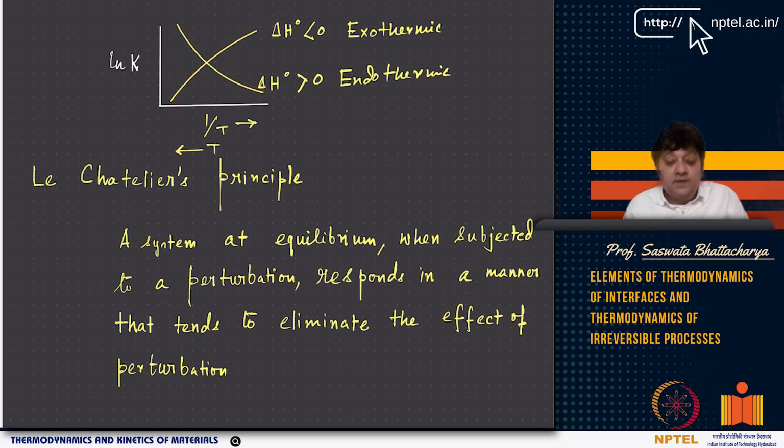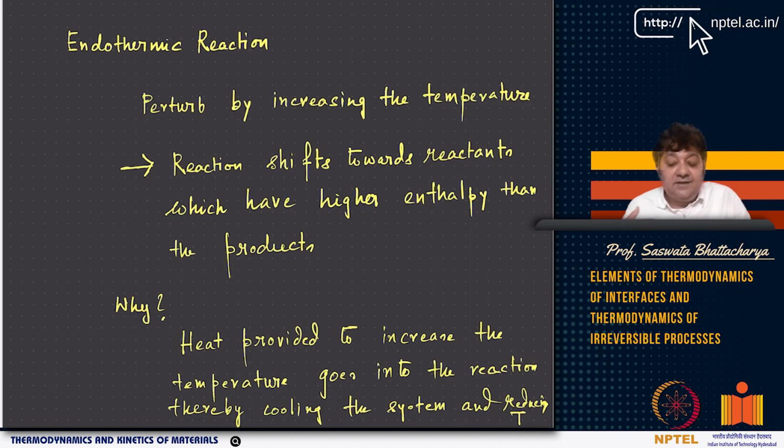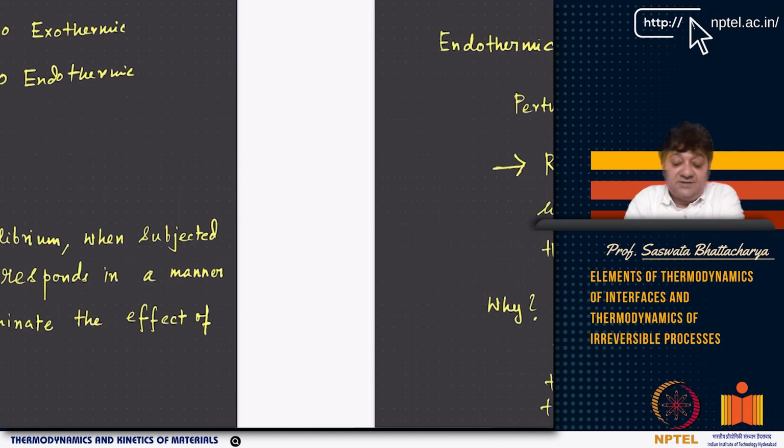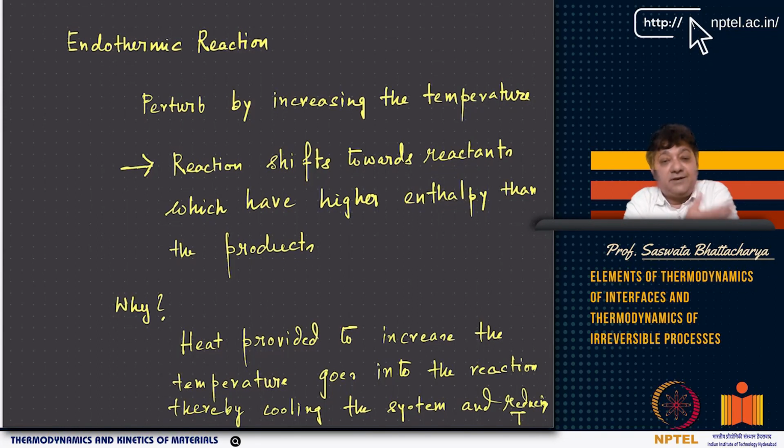Now there is a very important principle which I think many of you know, called the Le Chatelier principle, which tells that a system at equilibrium when subject to a perturbation responds in a manner that nullifies or eliminates the effect of the perturbation. So if you think of an endothermic reaction taking place, ln K increases as a function of 1 by T. As 1 by T increases, ln K also increases, and del ln K del 1 by T is positive for an endothermic reaction.